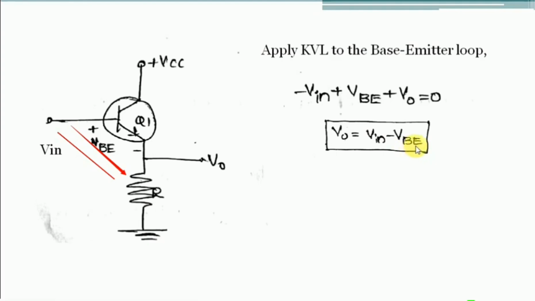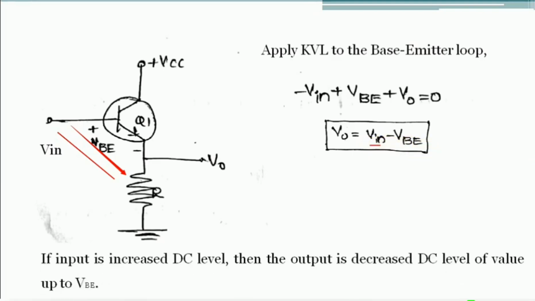Here the VBE is nothing but the cut-in voltage of the transistor Q1. For example, if you consider silicon, then the cut-in voltage is 0.7 volts. So if this input signal Vin consists of both AC and DC signal, this DC value is subtracted from the cut-in voltage value. So we know that if Vin is an increased DC level, then from this expression we can say that the obtained output V0 is nothing but a decreased DC level.